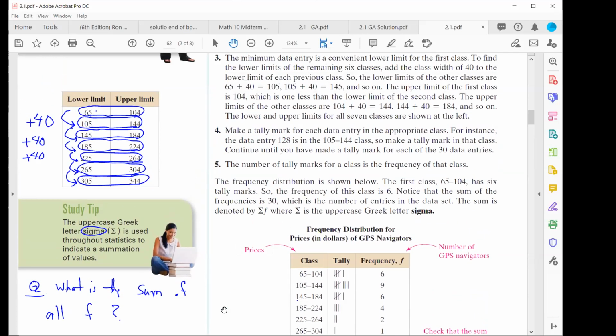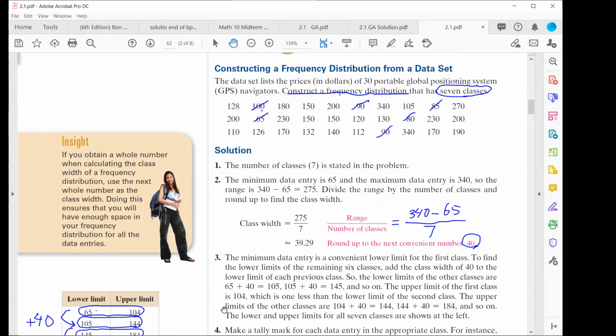Okay, what's the meaning of 30 here? How many data do you have? Take a look at the number of data. 1, 2, 3, 4, 5, 6, 7, 8, 9, 10. 3 times 10, 30. Here you have sample size equal to 30. And the sum of all frequencies must be equal to the sample size.